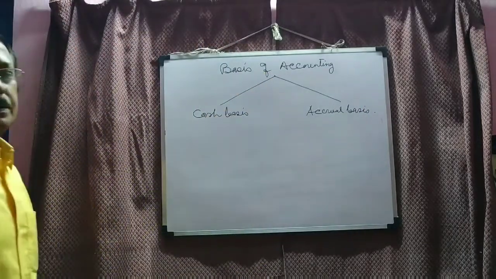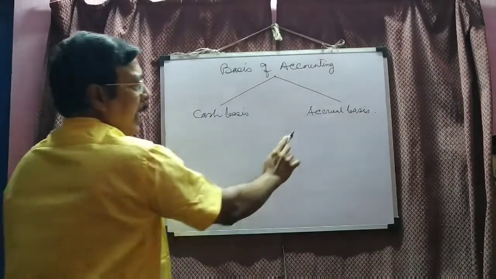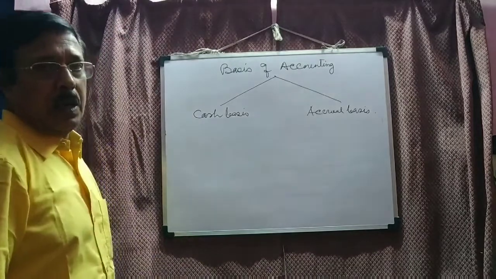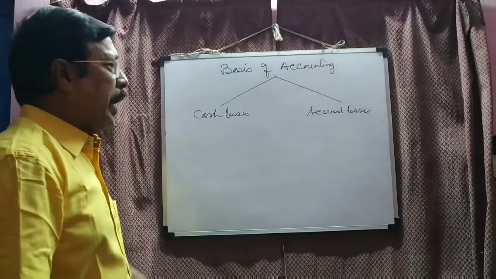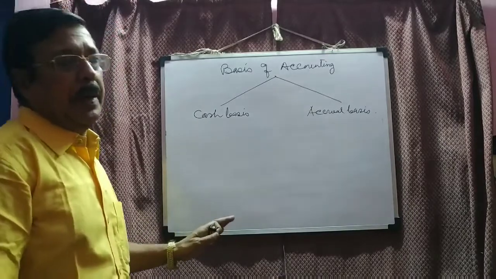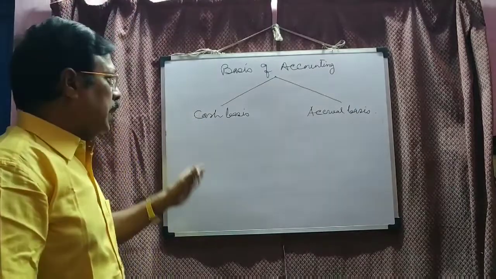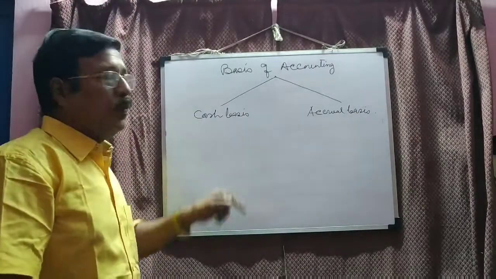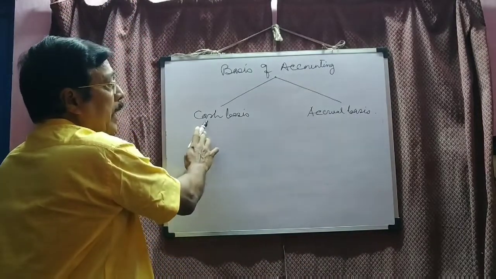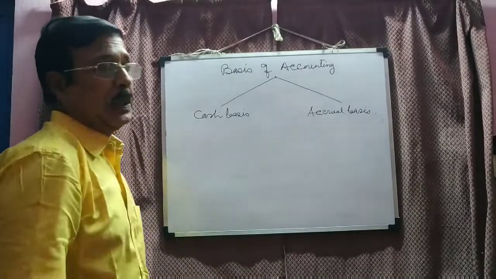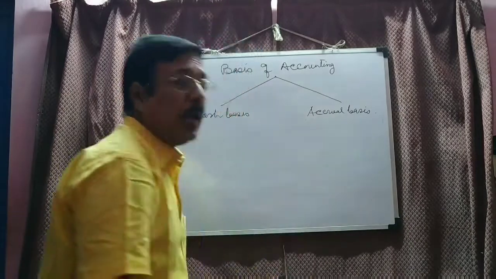The basis of accounting is two types. One is cash basis and another is accrual basis. I discuss what is cash basis. That means when cash receipts or payments is done, as soon as receipt is made and payment is made, then it will be recorded. Only cash transactions are recorded. So, in receipt and payment, we follow the cash basis. But in income and expenditure account, we follow the accrual basis.